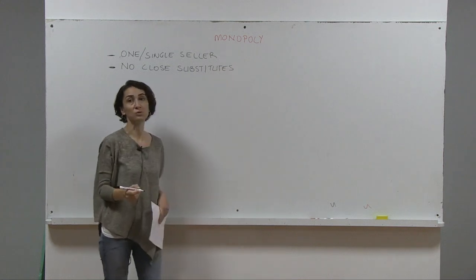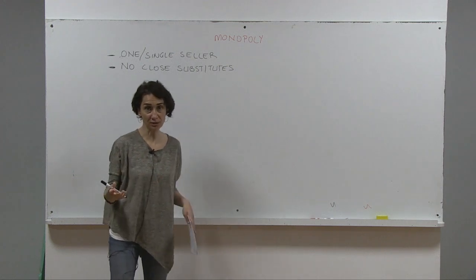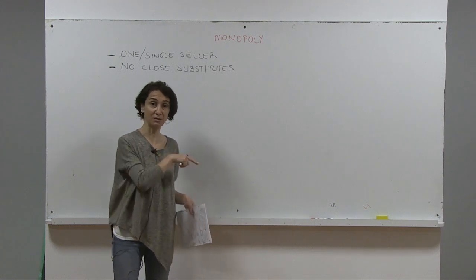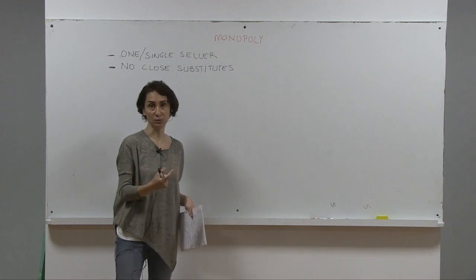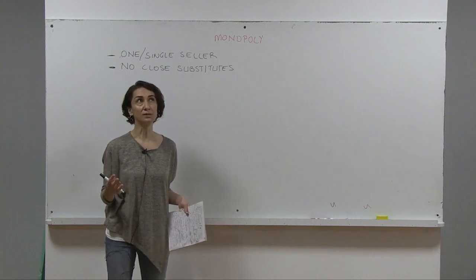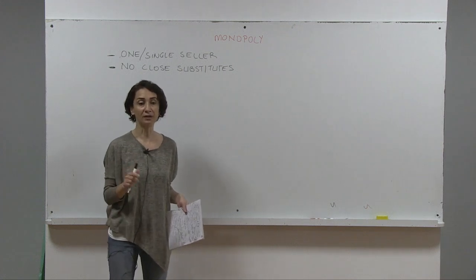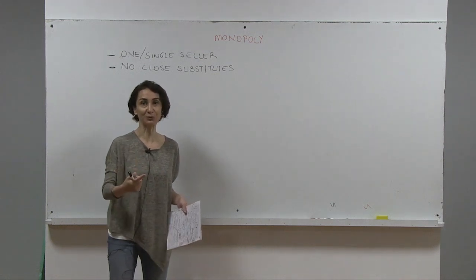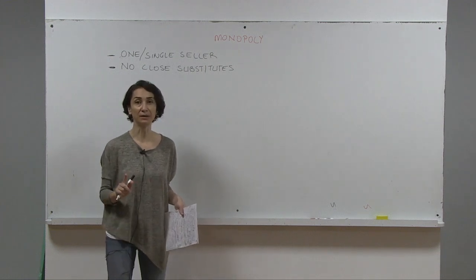No close substitutes, right? So in perfectly competitive markets, there were many sellers and they were selling exactly the same thing, which means in perfectly competitive markets, products were perfect substitutes. In monopoly, there is no close substitute. For instance, imagine a company that produces electricity, right? And let's say in Ankara there is only one company, which is also the truth, that sells electricity to consumers, a single company.